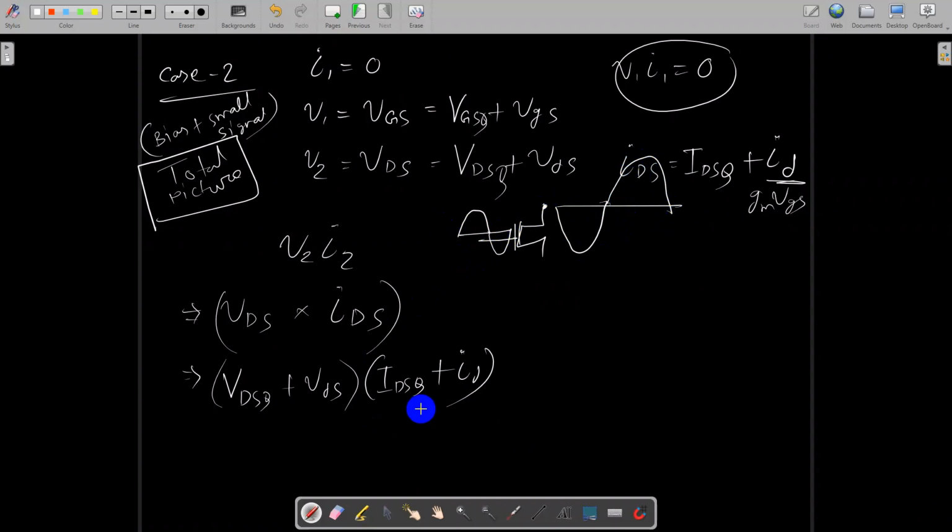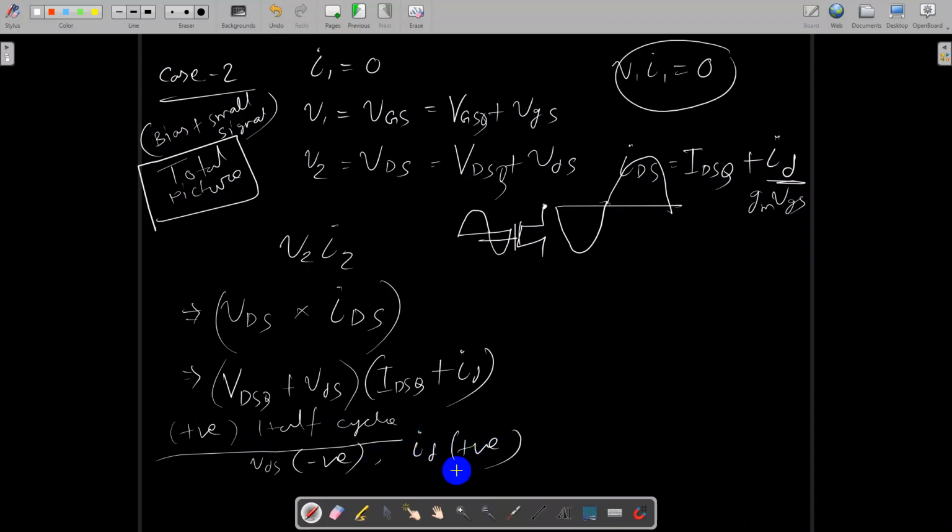Now, for the positive half cycle, the small vds is negative and id is positive, gm vgs. For the negative half cycle, vds is positive and id is negative.